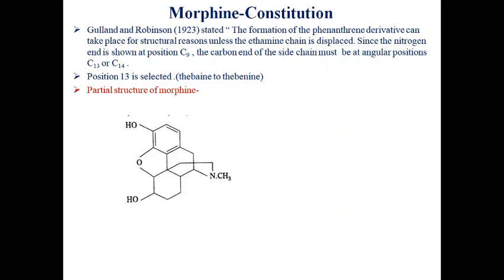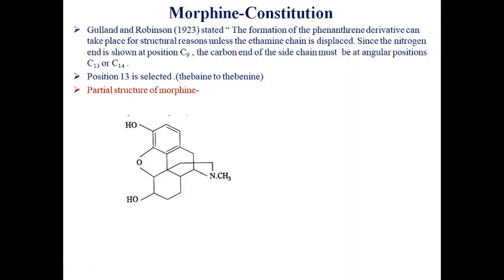The formation of the phenanthrene derivative can take place for structural reasons unless the ethamine chain is displaced. Since the nitrogen end is shown at position 9, the carbon end of this chain must be at angular positions according to this statement of Gouland and Robinson.